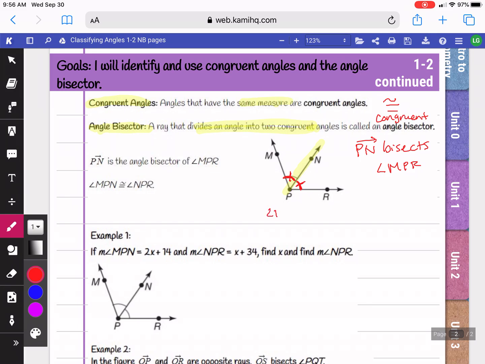So here angle MPN is congruent, sorry, I spelled that wrong. Angle MPN is congruent to angle RPN. You could have also called that NPR as long as the P is in the middle.